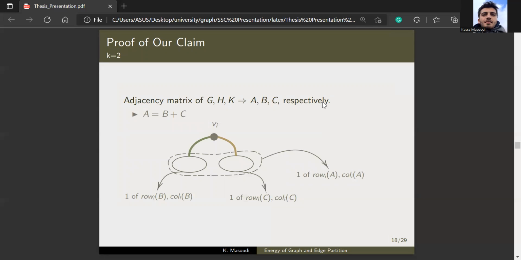Now, let the adjacency matrices of G, H, and K be A, B, and C respectively. We want to prove A is equal to B plus C. An edge that connects Vi to Vj in G must connect Vi to Vj in either H or K, and this edge Eij cannot be in both H and K. Also, if the edge Eij does not exist in G, it won't exist in either H or K. Now it's obvious that A is equal to B plus C.